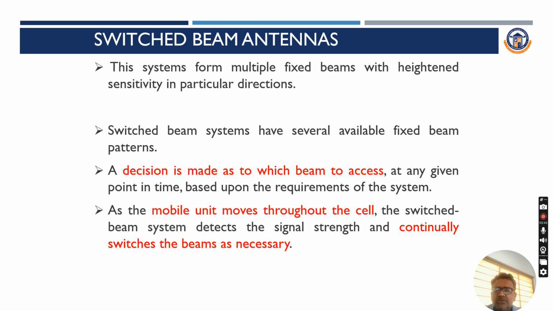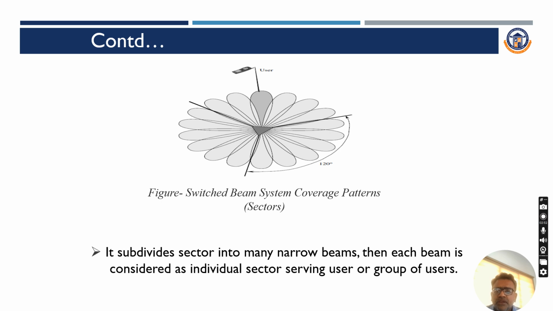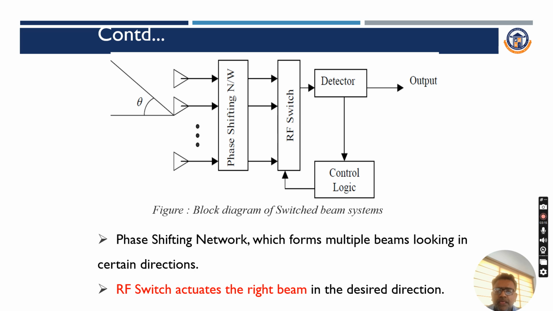As the mobile unit moves throughout the cell, the switched beam system detects the signal strength and continuously switches the beam as necessary. This is the figure of switched beam system, which has multiple arrays, and it is used to detect the particular beam where more users are present. It improves the gain on that beam. So it subdivides the sector into many narrow beams. Then each beam is considered as an individual sector for several users or group of users.